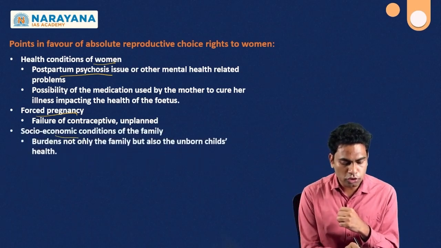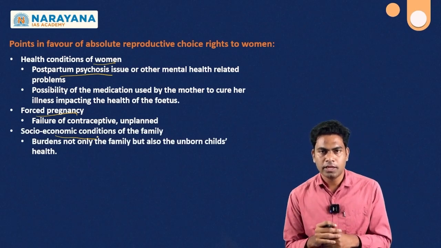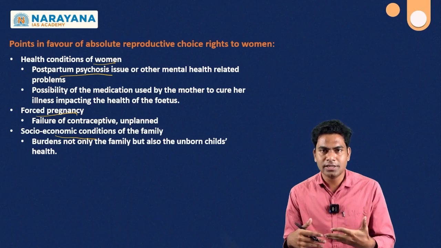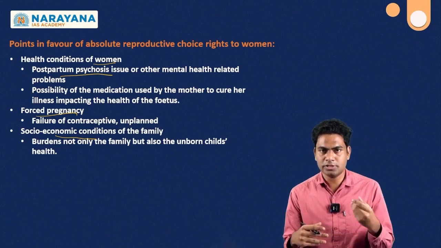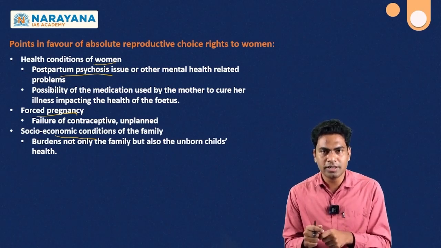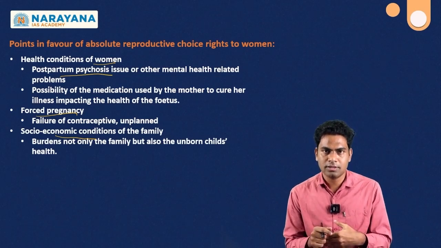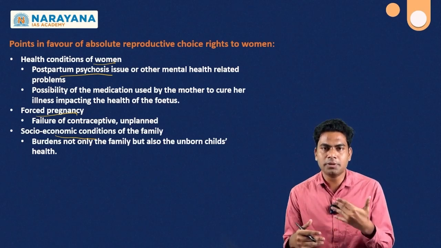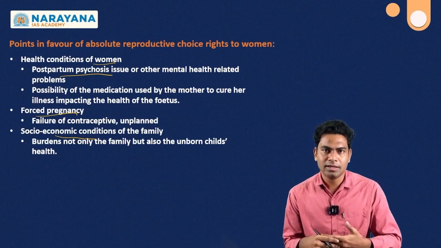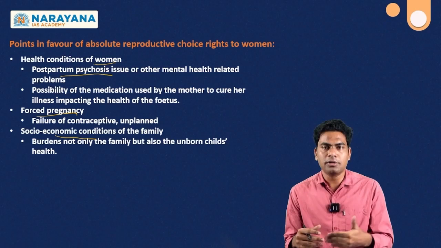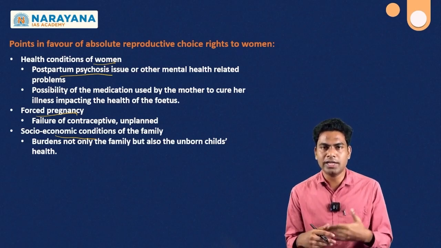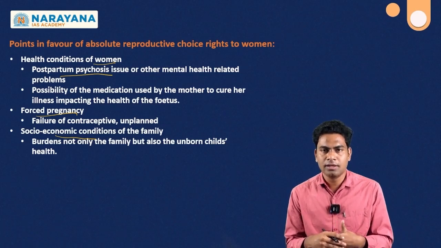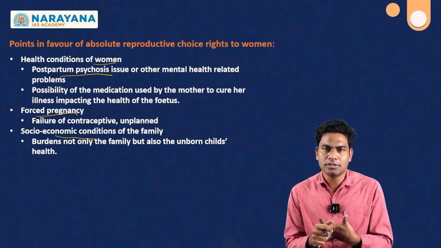Then there are the socio-economic conditions of the family. If her socio-economic conditions don't enable her to actually raise a child, okay? For example, the family already has 2 children and they are trying to raise a 3rd child. But they are against it. Why? Because their socio-economic conditions don't permit them to raise a 3rd child in an environment which is viable for the child's health or the child's upbringing. If their socio-economic conditions are not in such a manner, they will not plan for the 3rd child, right?